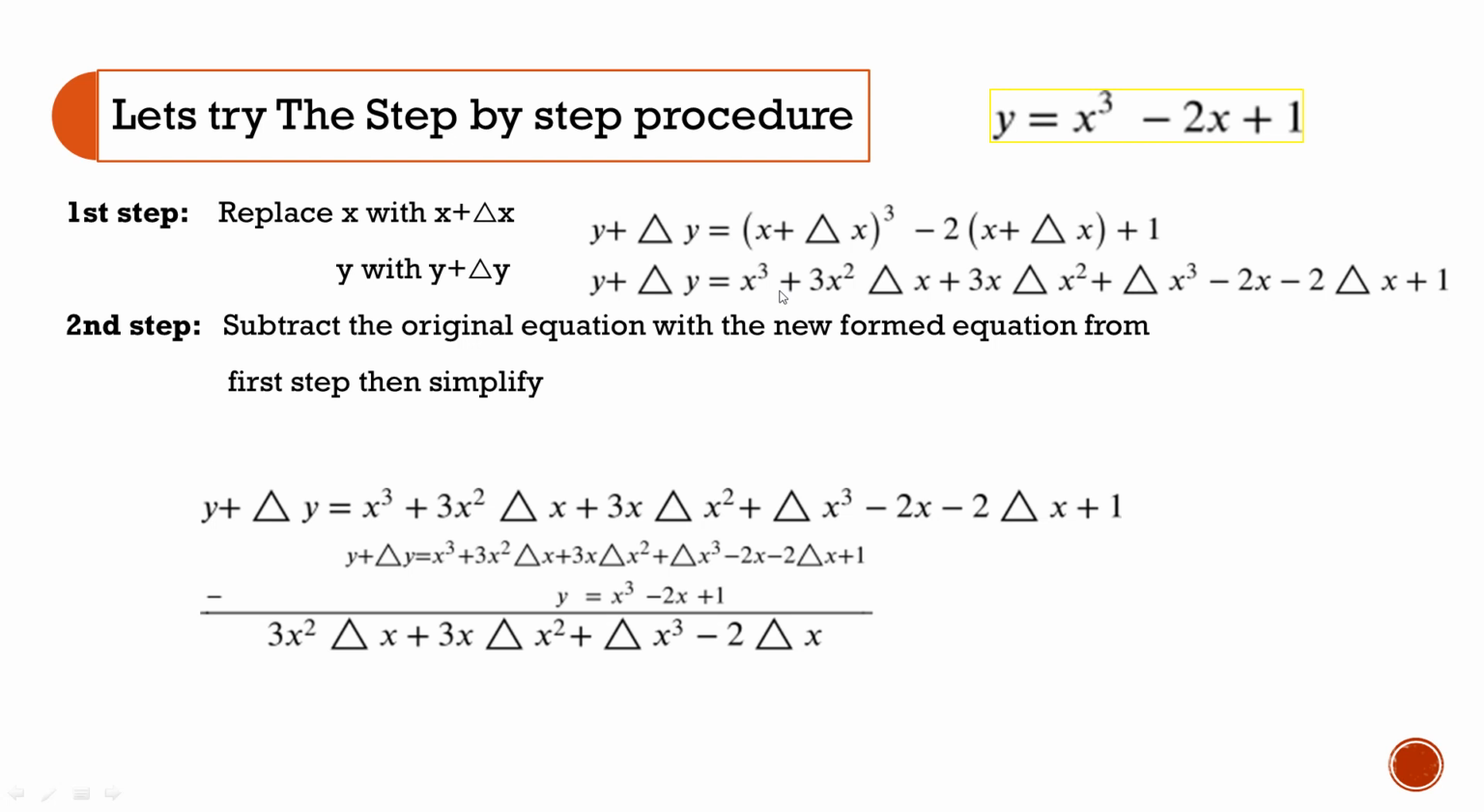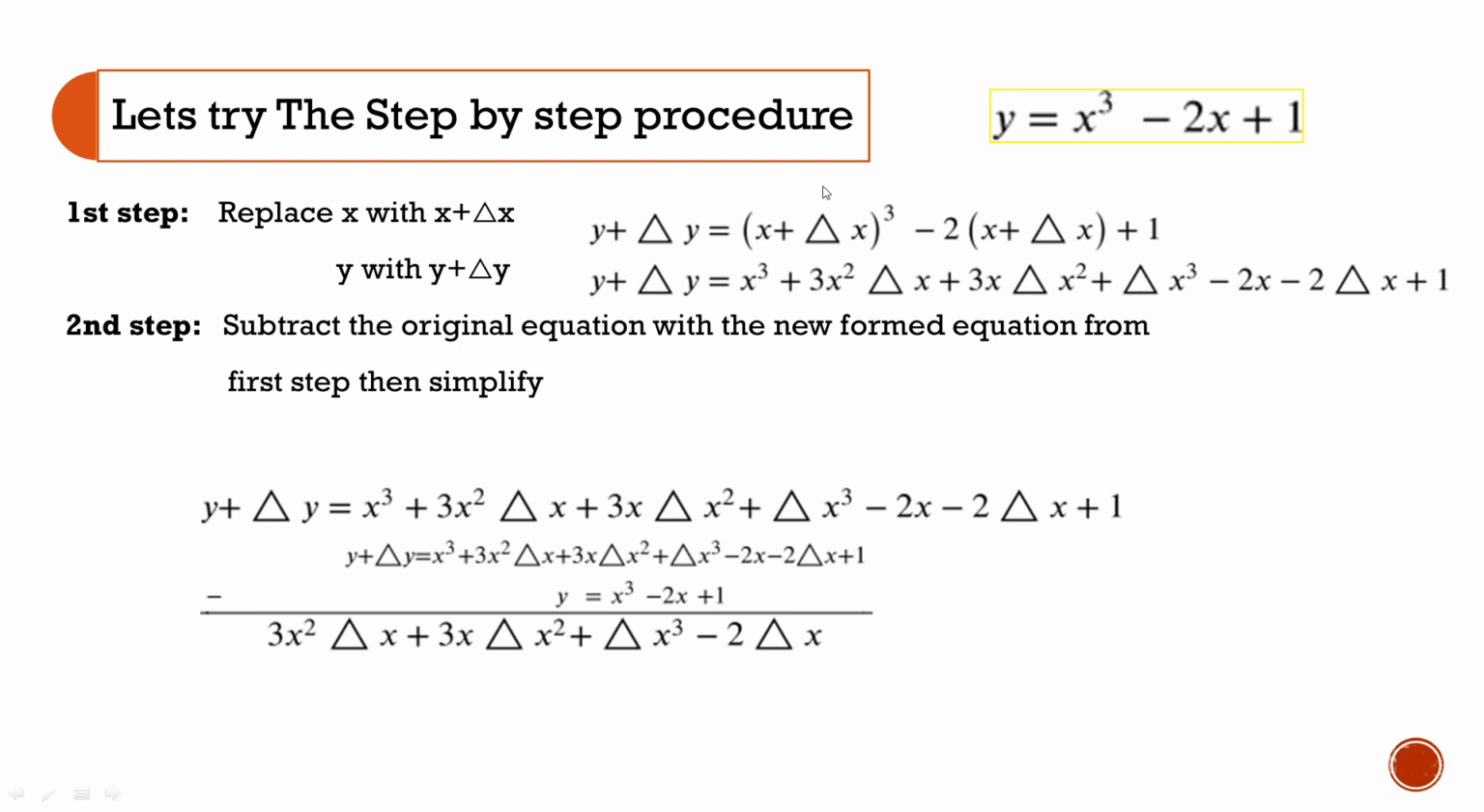For the right hand side, we intend to simplify that and expand the equation. We will arrive with these terms. We have x cubed plus 3x squared delta x plus 3x delta x squared plus delta x cubed, minus 2x minus 2 delta x plus 1. So this is the expanded form of this equation.